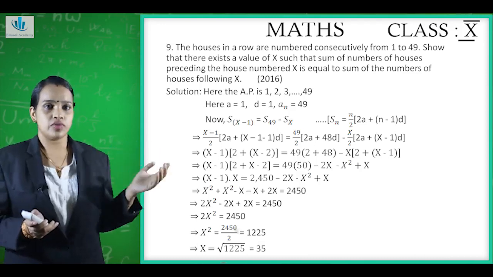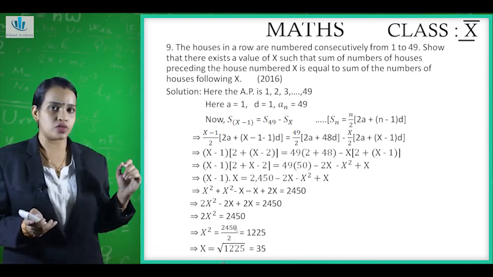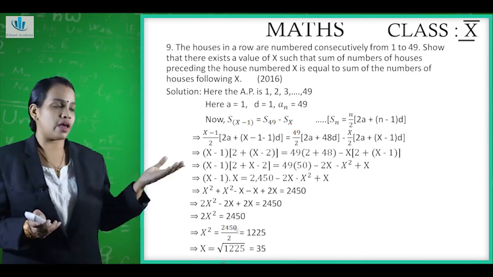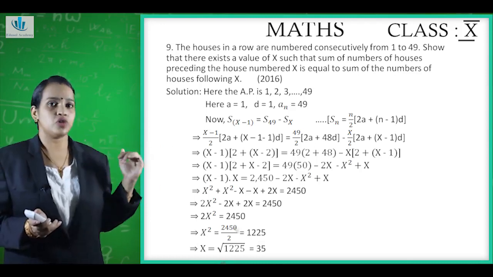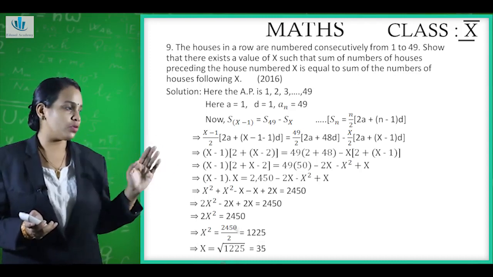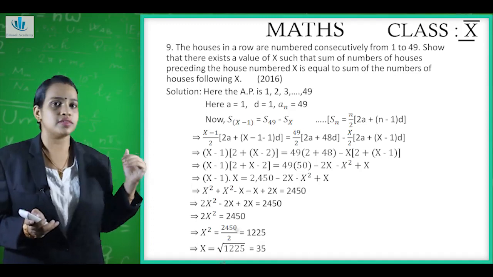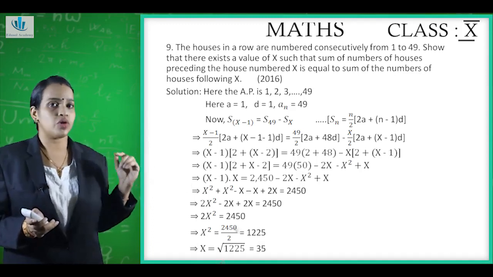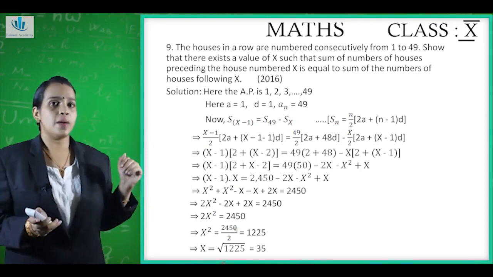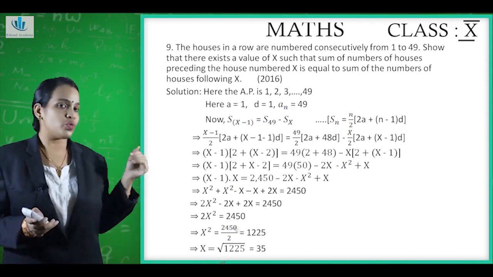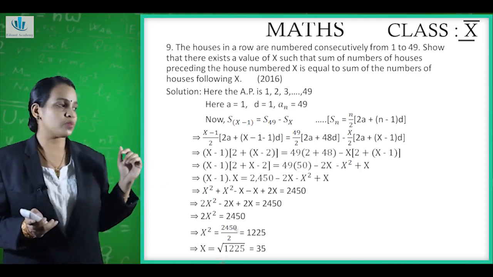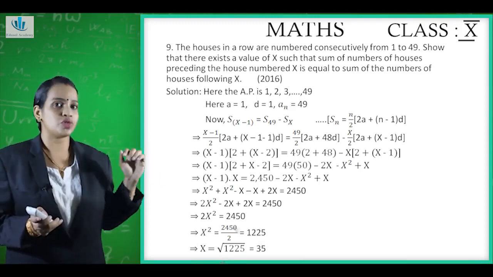So we will take x terms together. We are opening the bracket first here, so it becomes x square minus x, and on the other side x square plus 2x minus x, and the rest remains. So x square plus x square gives 2x square, minus x plus 2x, and is equal to 2450. Therefore, minus 2x plus 2x is equal to 0. So, it becomes 2x square is equal to 2450.